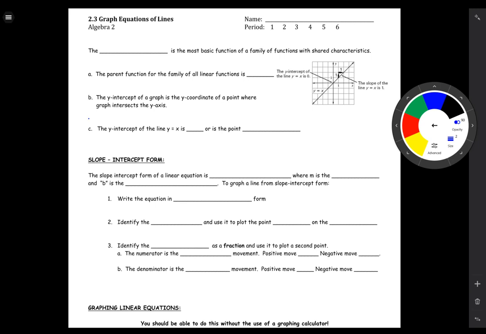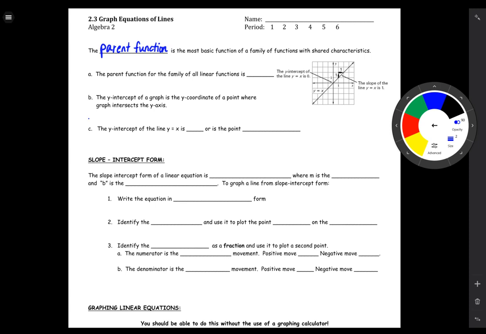This is section 2.3. The parent function is the most basic function of a family of functions with shared characteristics. Remember last time we learned about function notation as f of x. It's a fancy way of saying y, and it could be g of x or w of x or t of x, anything other than y, but it still represents y, the output.